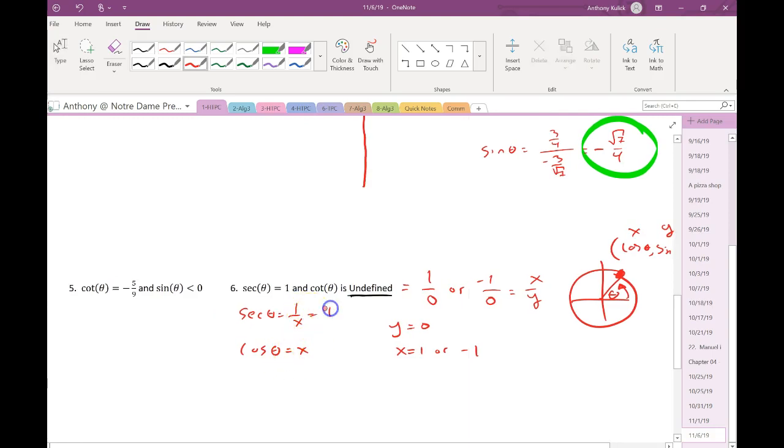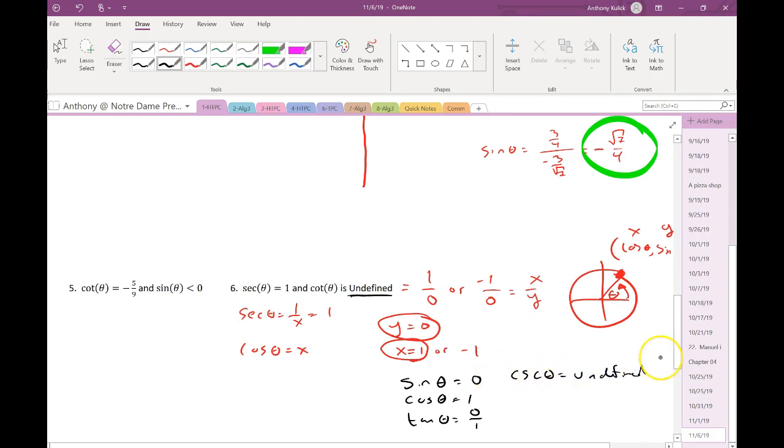So if that's the case, if secant is 1 over x is equal to 1, what's x? 1. So I know x is 1 and y is 0. That's all I need to figure out everything else, right? So sine is equal to 0. Cosine is equal to 1. Tangent is equal to y over x. Cotangent we are given. Secant we're given. So we don't need to worry about either of those. And then cosecant is equal to 1 over y, which is also undefined. This is basically the reference triangle way of doing this.